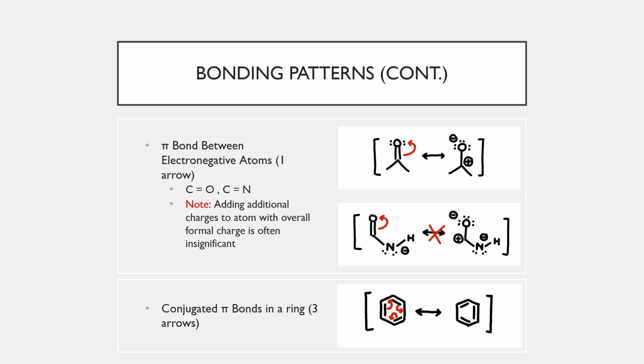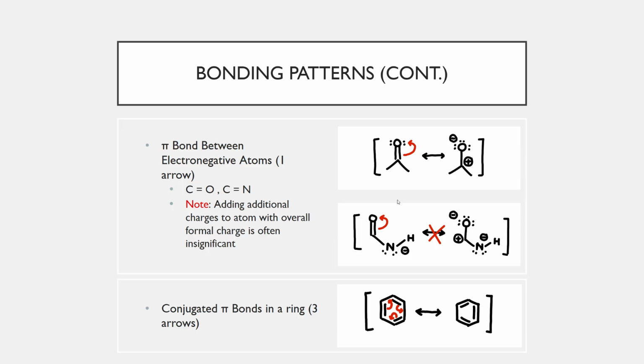With regard to the remaining 2 resonance patterns, however, their use can vary depending on the professor, so it's best to treat them with some caution. To start, the fourth pattern involves a pi bond between atoms of differing electronegativity, such as C double bond O or C double bond N. In this case, a single curved arrow is used to push the pi electrons toward the more electronegative atom, thereby also generating a carbocation on the carbon atom. However, this type of resonance introduces additional formal charges and is therefore a minor or negligible contributor when the molecule already carries an overall formal charge, as shown in the second image here.